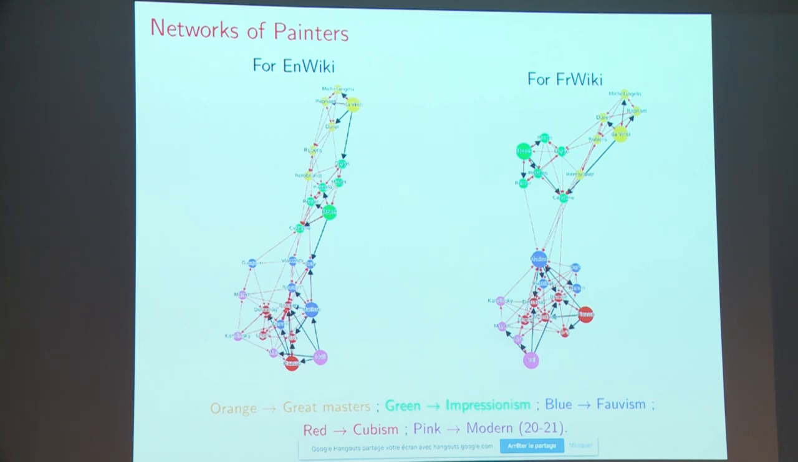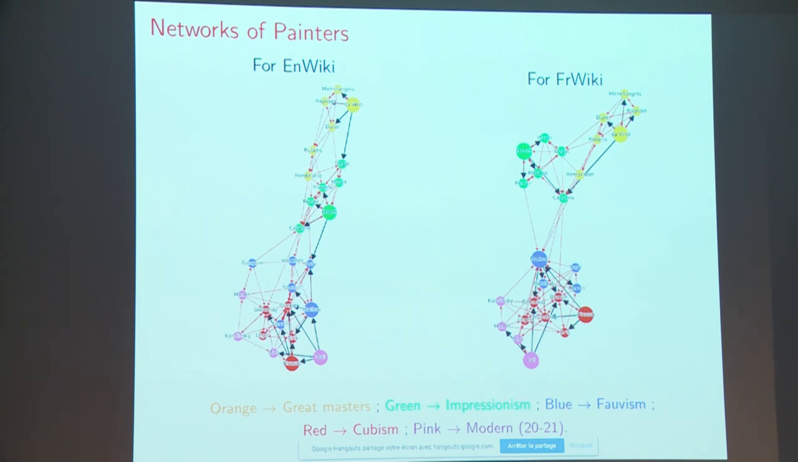On the top, you have in orange the Great Masters, which come from the late Middle Age, Renaissance century. The set of orange great masters is densely interconnected, with Da Vinci influencing Degas and other leading painters of the Impressionist movement. Impressionist movement painters as well are very densely interconnected.